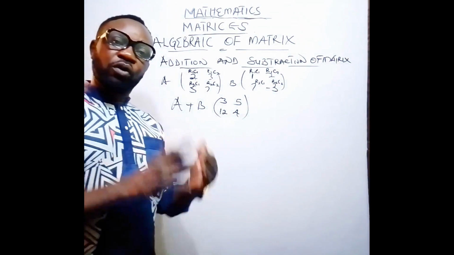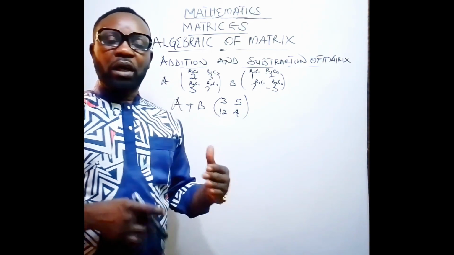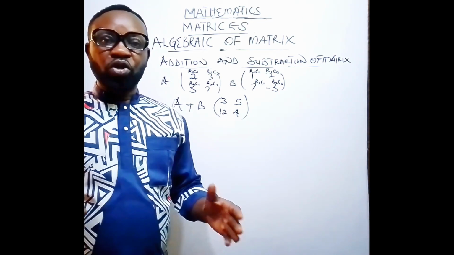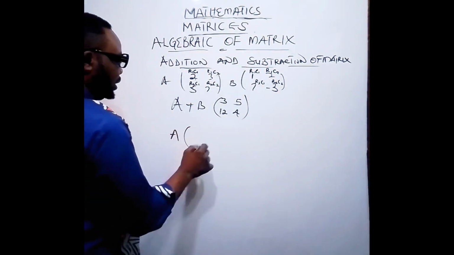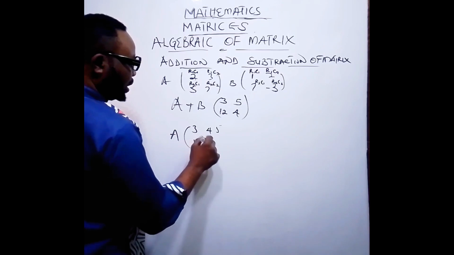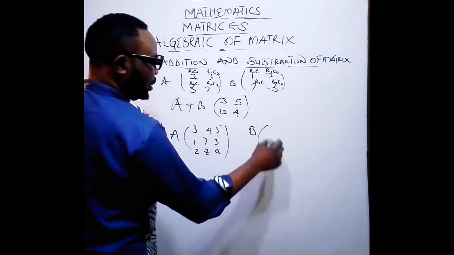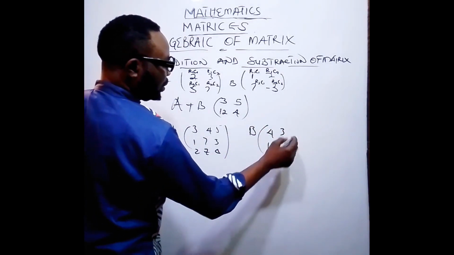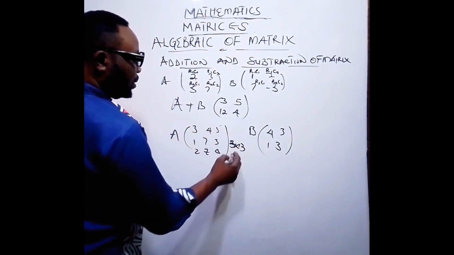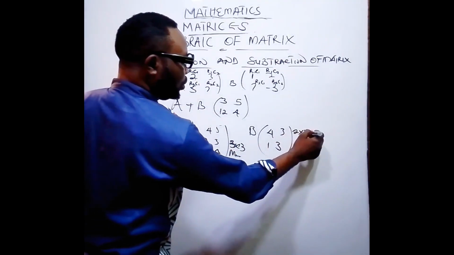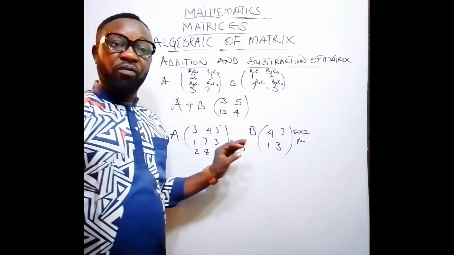But if the number of rows and columns in one matrix is different from the number of rows and columns in the other, it is going to be impossible for you to do the addition and subtraction. For instance, if A is equal to 3, 4, 5, 1, 7, 3, 2, 7, 4, and B is equal to 4, 3, 1, 3. Look at this. This is a 3 by 3 matrix, while this is a 2 by 2 matrix. It is impossible for you to do addition or subtraction of matrices like this.